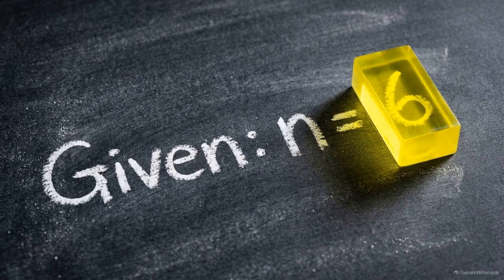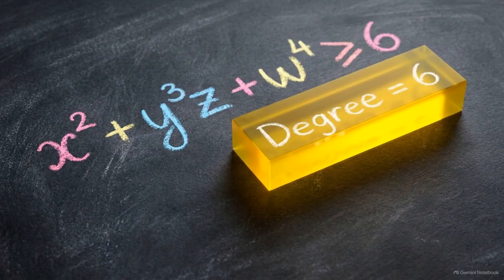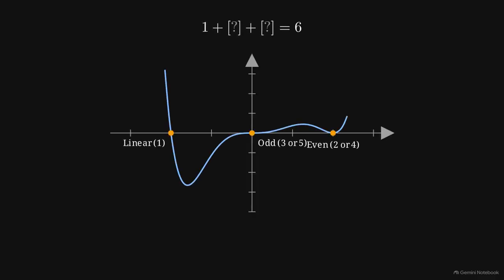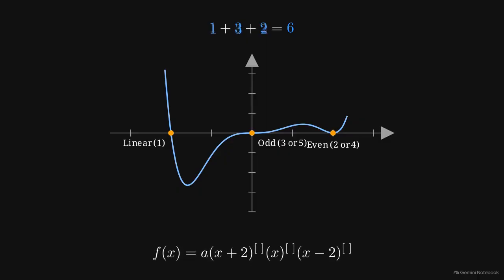We were told this is a degree 6 function. Mathematically, the sum of these individual multiplicities cannot exceed the total degree of 6. The sum of our 3 multiplicities must equal 6. If we assign a multiplicity of 5 to the origin, the sum reaches 6 immediately, leaving no room for the even root we identified at x equals 2. To reach a total of 6, we must use the combination of 1, 3, and 2. This gives us the structural factors of the function.